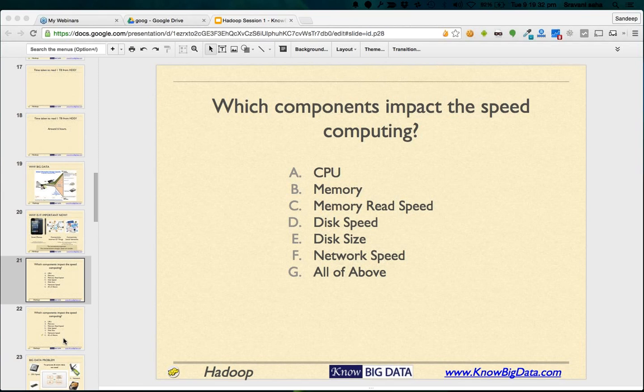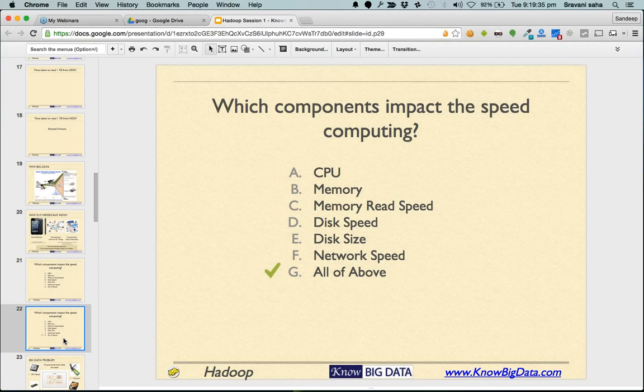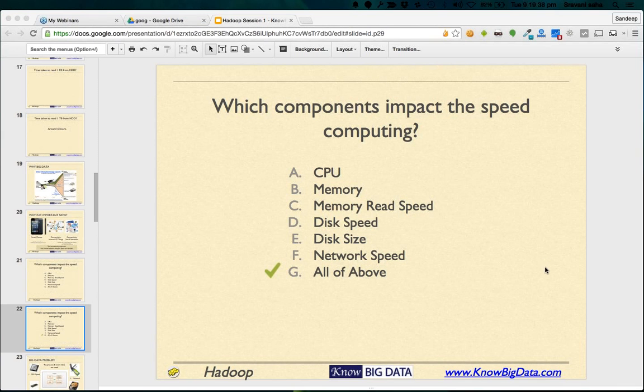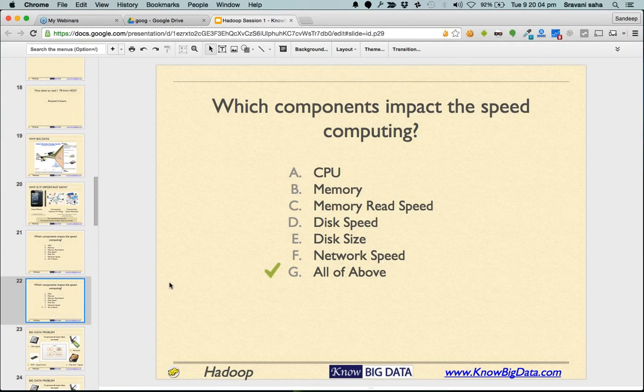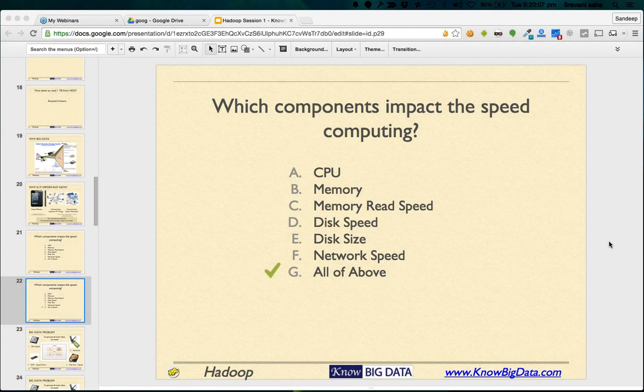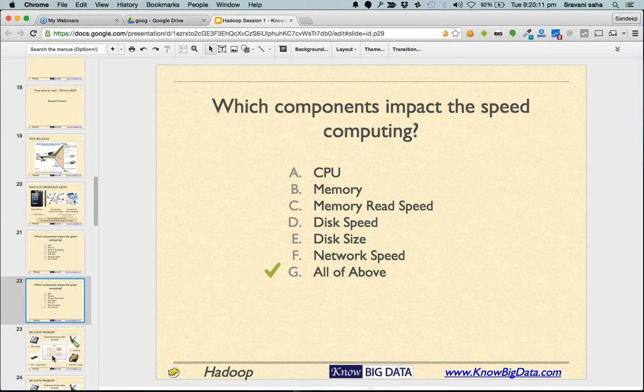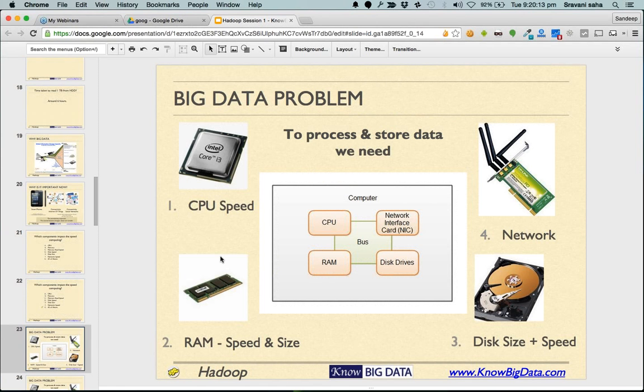Actually, the answer is G, all of the above. And I'll explain why it is so.